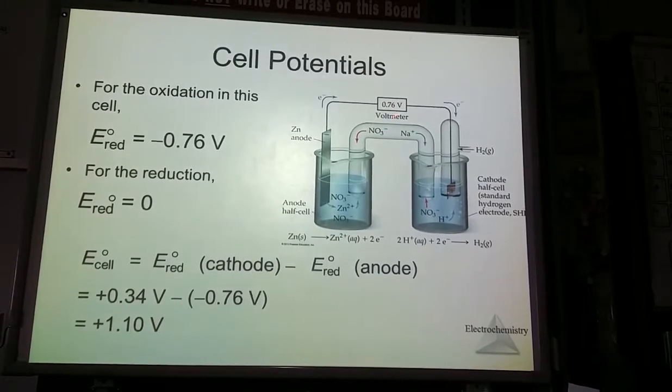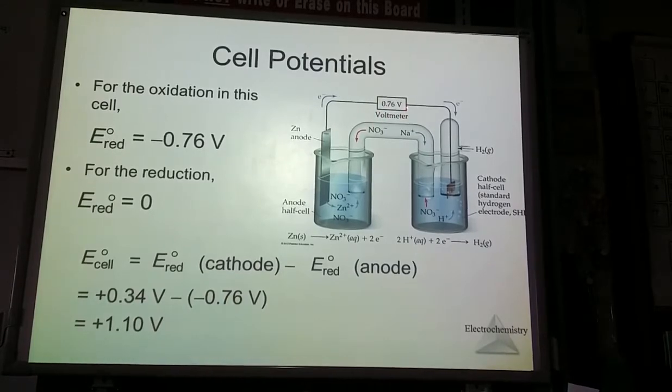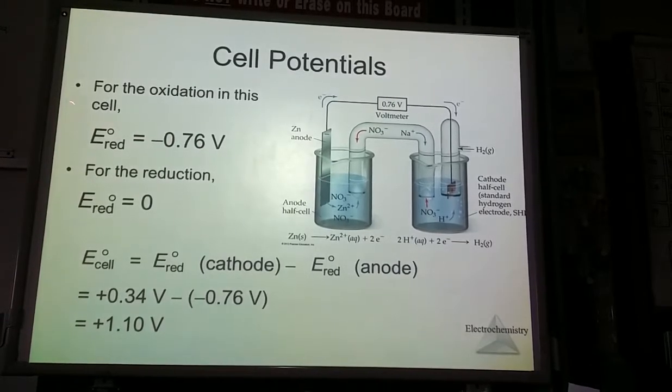So we see on the voltmeter that this is reading 0.76 volts. So we have over here as our standard for zinc a negative 0.76 volts. We know that the reduction over here for the SHE is just 0. So pretend like this math doesn't exist down here, because I actually did it for another one. I want to use this equation, where I take the cell potential of the cathode minus the cell potential of the anode.